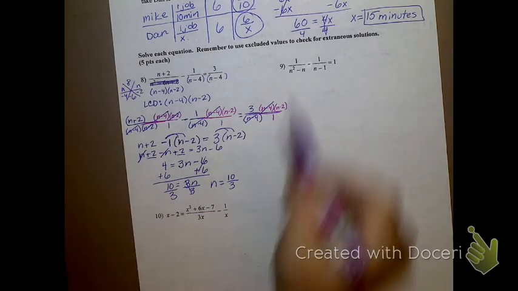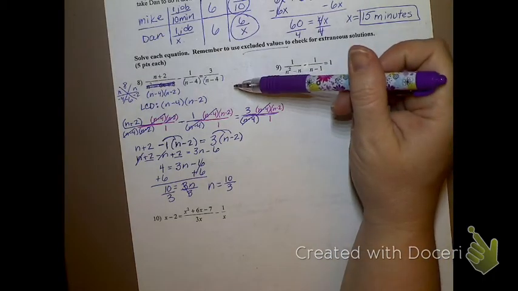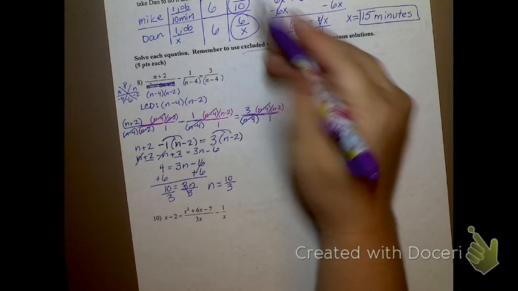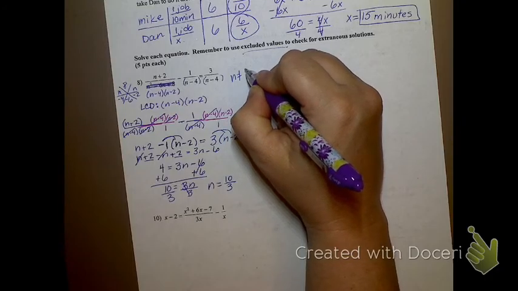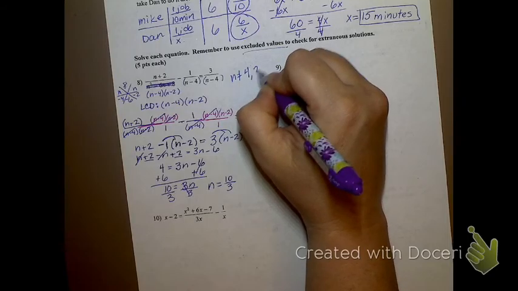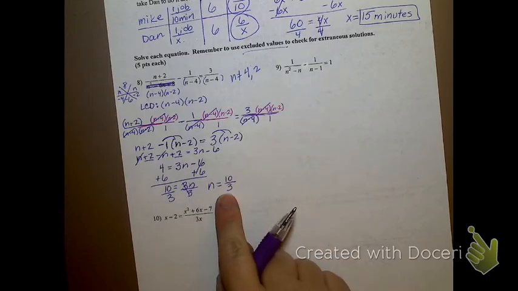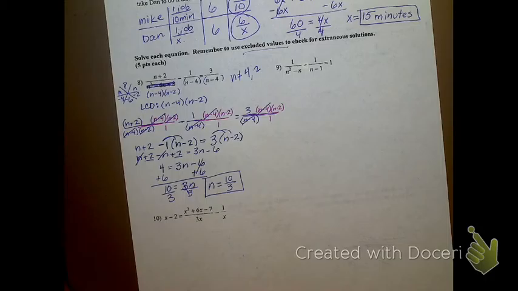Now this is the part where the excluded values come in. I have to think back to the original problem. What were my excluded values? N could not equal what? 4 or positive 2? As long as this is not 4 or positive 2, then I can box it as my answer.